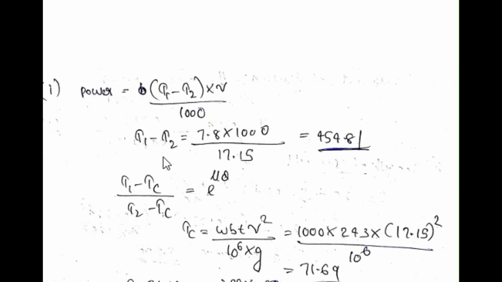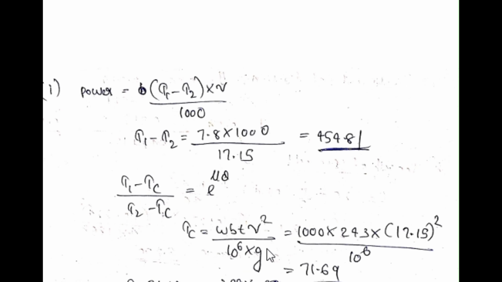Next, we have to determine the tensions in the belt. The first equation can be found by using the power equation. We'll get the relation T1 minus T2 as this value, that will be a linear equation. Then we know this equation, all of this is in the data book, where Tc is the centrifugal tension that can be found by the equation.